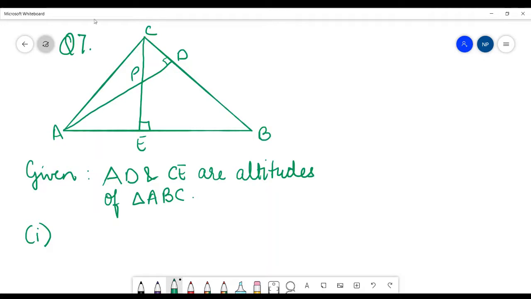Our next question is question number 7. Here they are saying in the given figure altitudes AD and CE of triangle ABC are intersecting each other at point P. We have to prove the following four triangles are similar. The first one is we have to prove that triangle AEP is similar to triangle CDP. First of all, let us see the diagram. Triangle AEP is similar to triangle CDP. So let us begin with the proof.